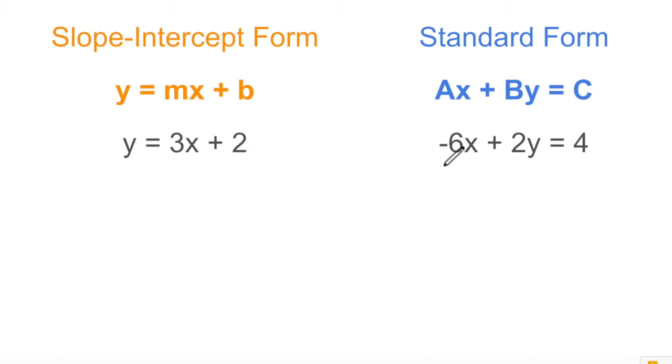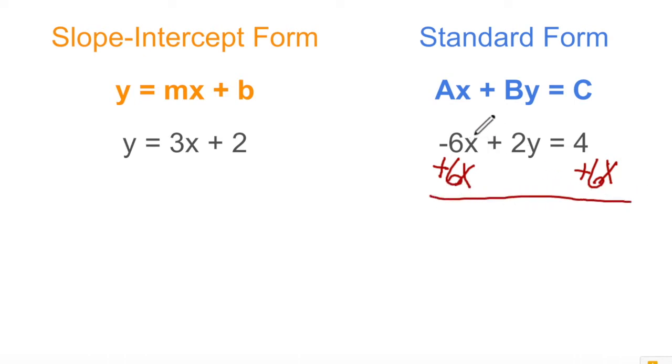So this is subtracting 6x. We're going to add 6x, plus 6x on both sides of the equal sign. To the other side of the equal sign, we're also going to add 6x. Now we're adding 6x on both sides of the equal sign.